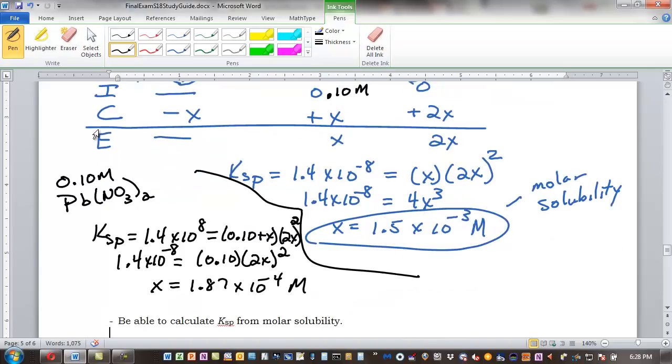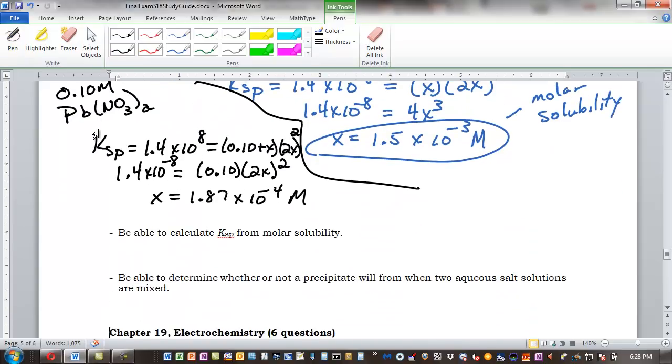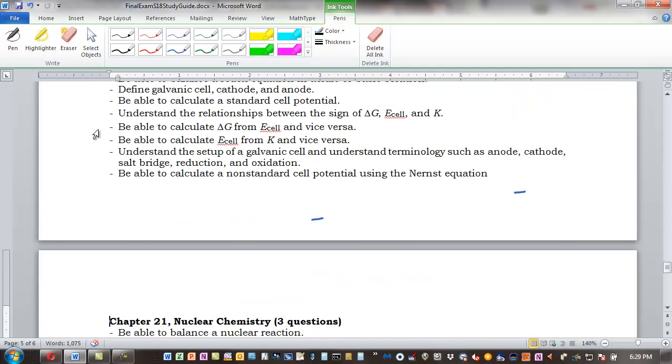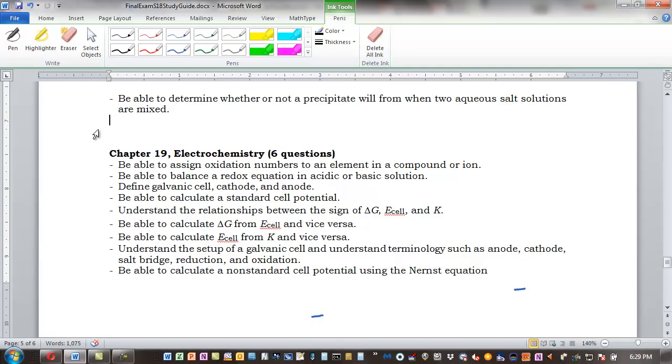All right. It seems like we just can't get out of this chapter because there's really one other thing in here. Because we need to get to electrochem. Boy. What should we do? We're not going to make it through everything. Skip it for now.